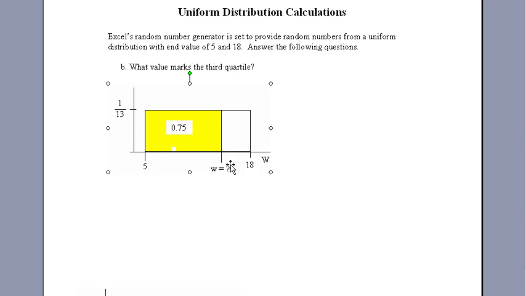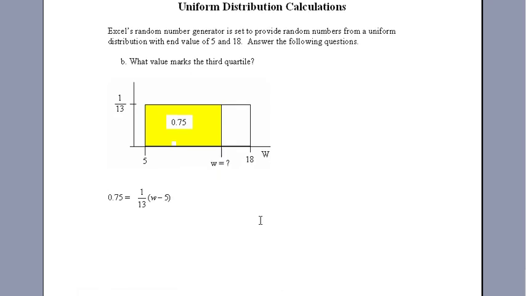Well, this is just kind of the inverse problem of what we just did. I know the proportion of times. I just want to know what's the separation point where you get this particular proportion. Well, I'll go back to what we did before. I know the area is supposed to be 75%. But that 75% comes from the product of 1/13 times this width right here. Now all we have to do is solve for w, and we have our result. And there's your calculation.